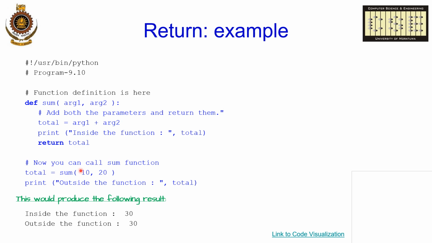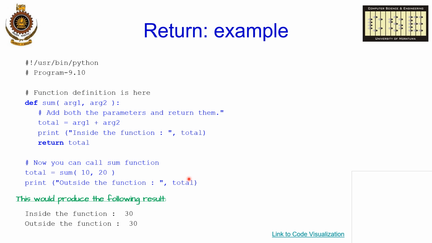If we pass 10 and 20, 10 plus 20 equals 30. So inside the function it says inside the function 30, that's this line, and then it assigns the value 30 to total, and when we print outside the function total, it says outside the function 30. So that's how you use the return statement.